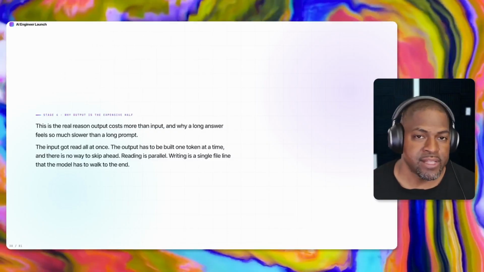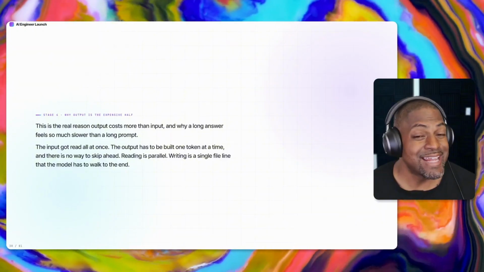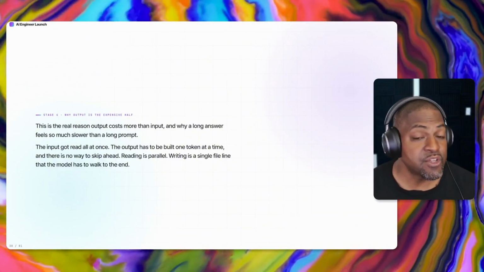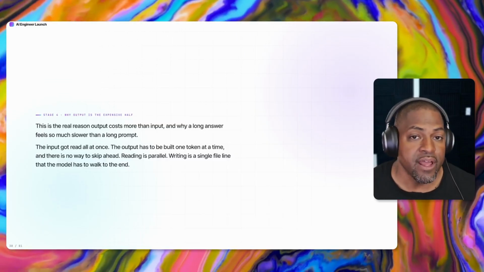Input gets read all at once. Output has to be rebuilt one token at a time. There is no way to skip ahead. Reading is parallel. Writing is a single fine line the model has to walk to the end. That's the real reason output costs more than input, and why long answers feel so much slower than long prompts.